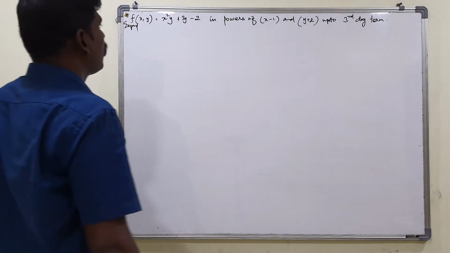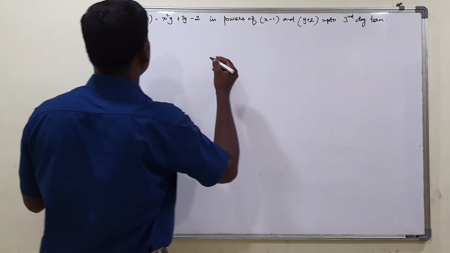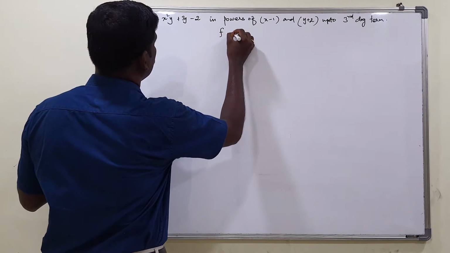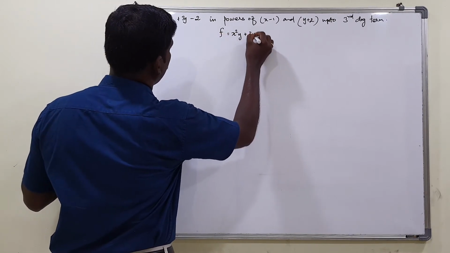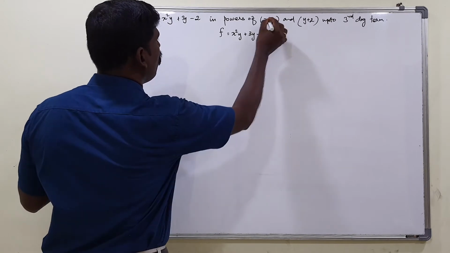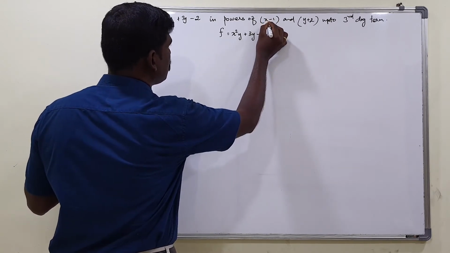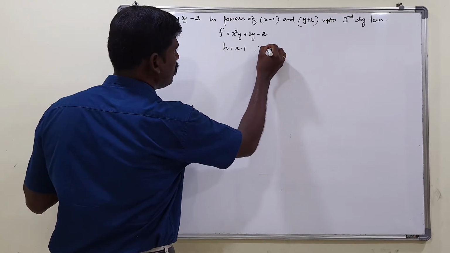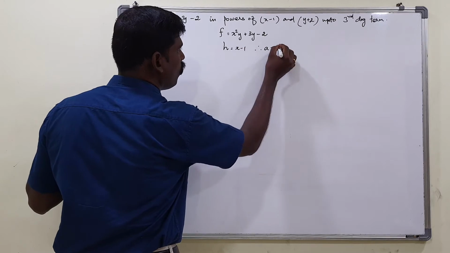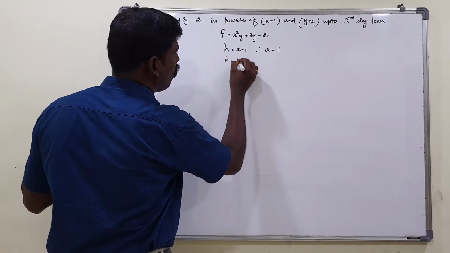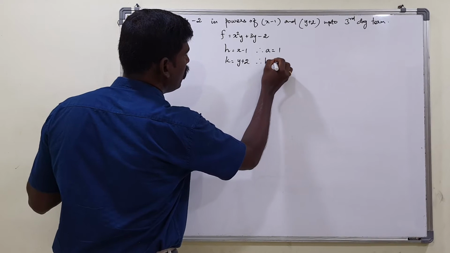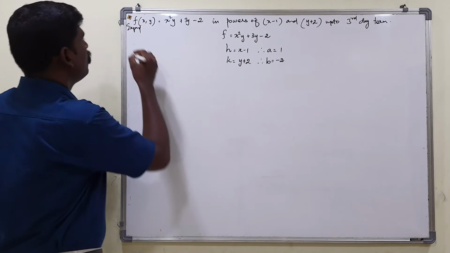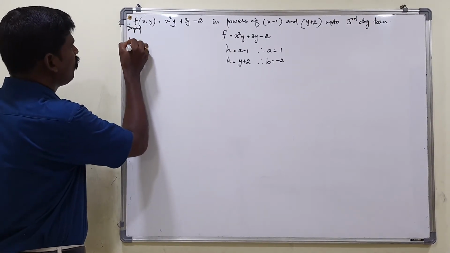Right. So what is f? f is given as x square y plus 3y minus 2, right? We need to find the Taylor series expansion in powers of x minus 1 and y plus 2. So h is equal to x minus 1. Therefore, what is a? The negative of this value, 1. So k is equal to y plus 2. Therefore, what is b? It is minus 2, right? Isn't it?